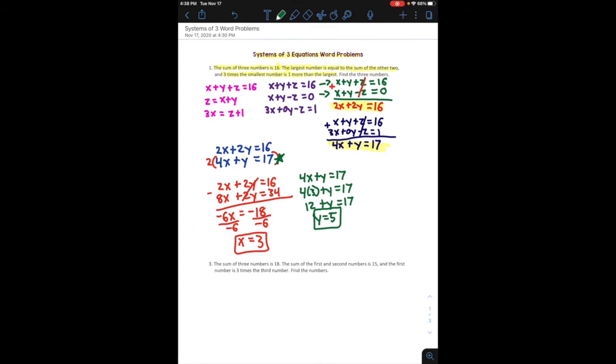The last step is to find our last number. I'm going to take an equation, one of the first three equations we made over on the top left. Any of these three would do. We want to find z, so I think the most convenient would be the second equation that says z equals x plus y, in which we know x is 3 and y is 5, therefore z is going to be 8. Therefore, our three numbers are going to be 3, 5, and 8.